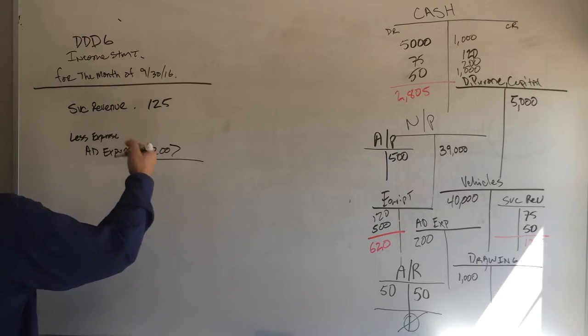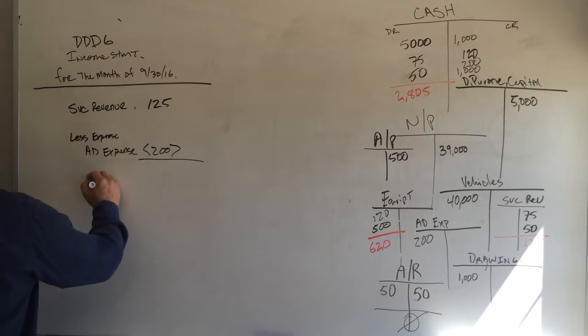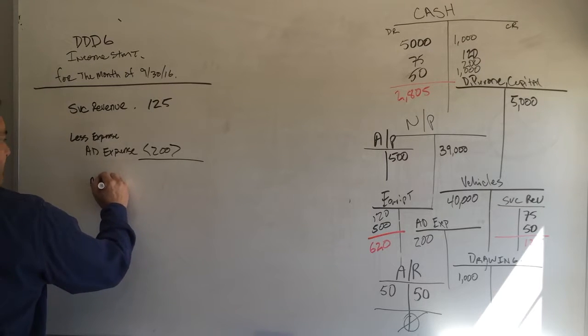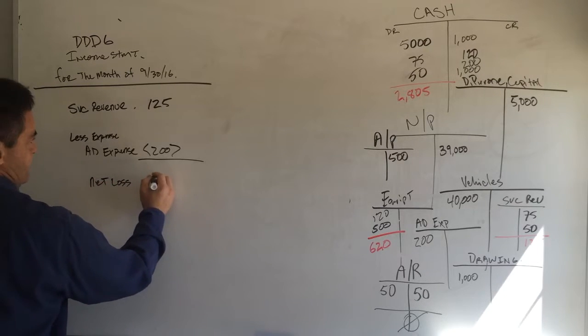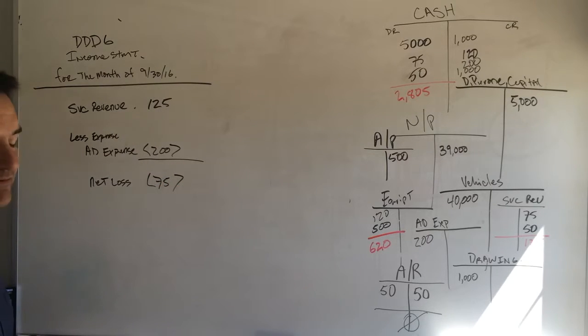Once we take our income accounts minus our expense accounts, you're left with either net income if it's a positive number, or a net loss, which is what it is in this particular case, of $75 if you have more expenses than you have income.